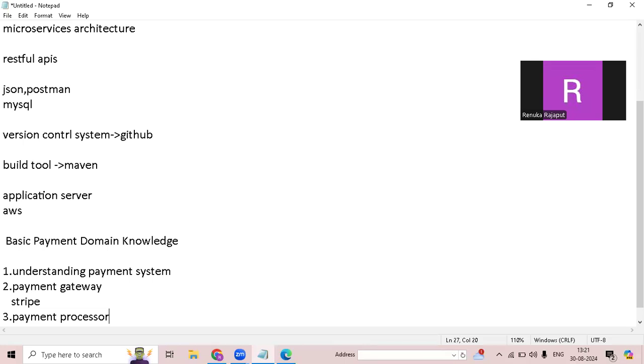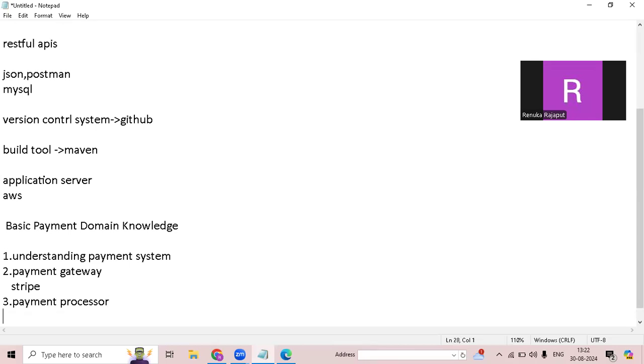Payment processor. So payment processor is responsible for communicating with customer banks and merchants bank to complete the transactions. So payment gateway is a service. It will provide online payments by securely transmitting payment information from customer to the payment processor. It means it will inform the payment information to the payment processor. So here payment processor is responsible to communicating with customer banks and merchants bank to complete the transactions.